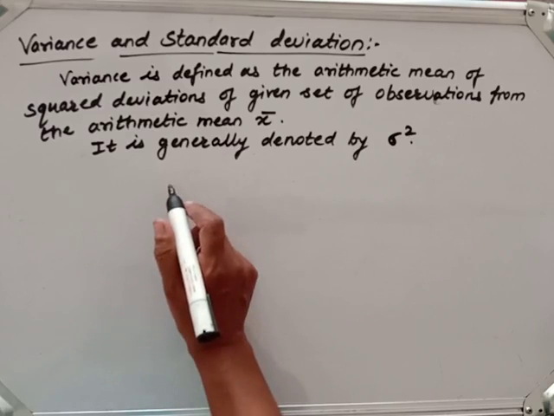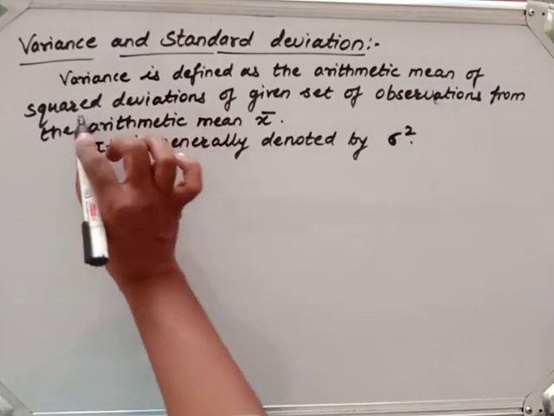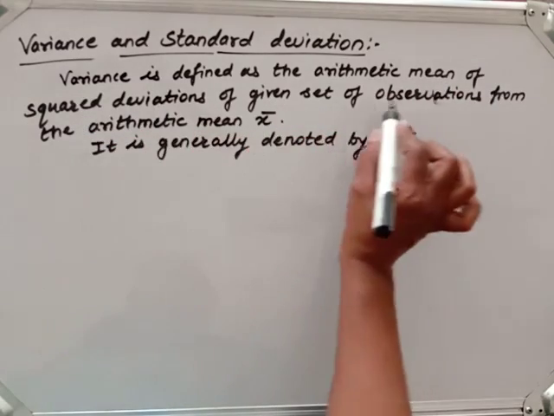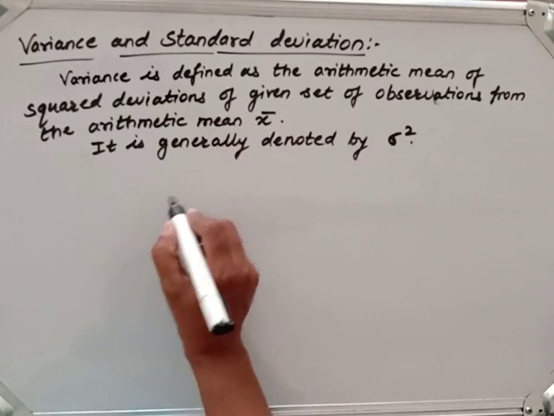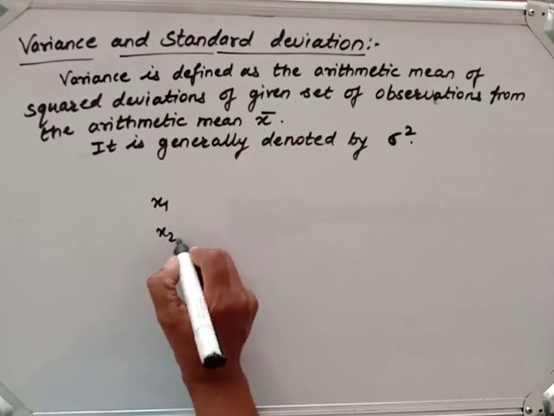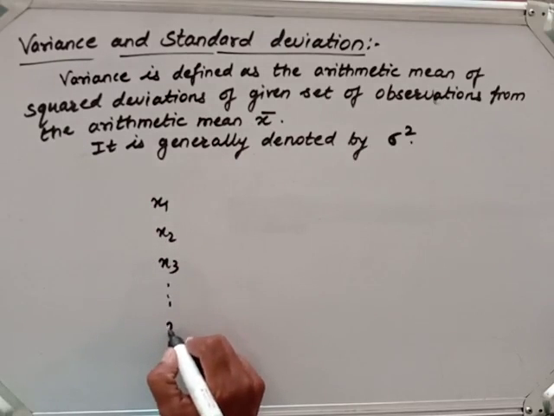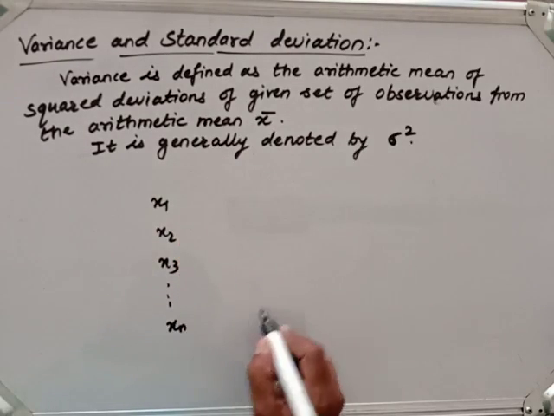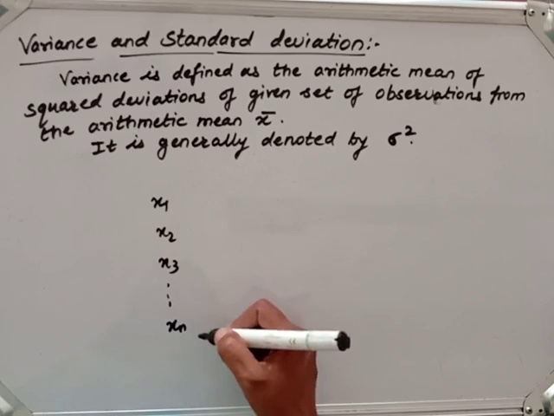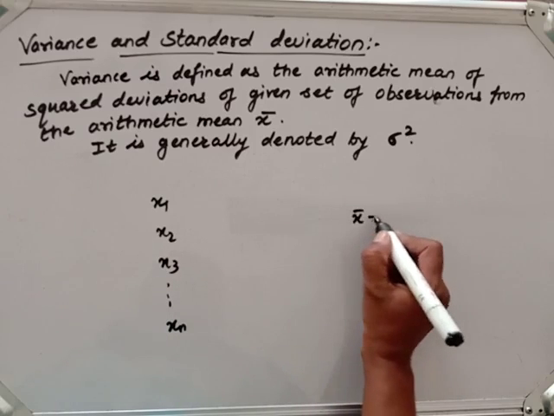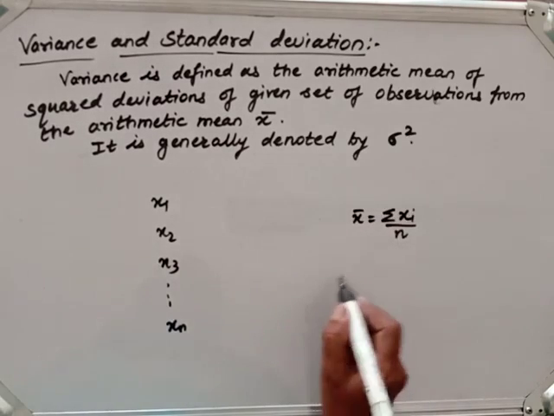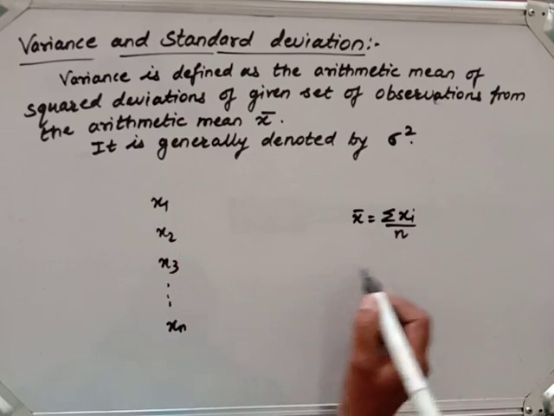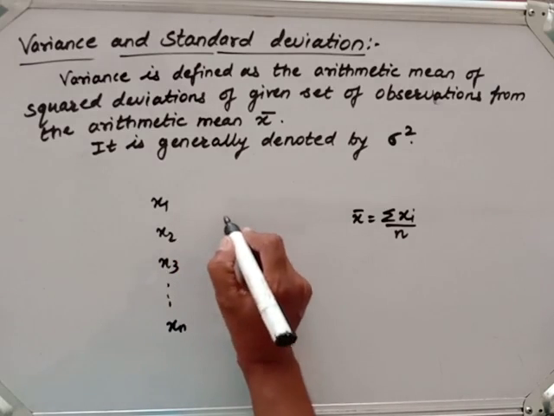Now what does this exactly mean? Arithmetic mean of squared deviations of a given set of observations from the arithmetic mean. Suppose x1, x2, x3 are the observations given to us. We find x bar, the arithmetic mean of them, summation xi upon n. We have n observations. Fine. So what is sigma square?